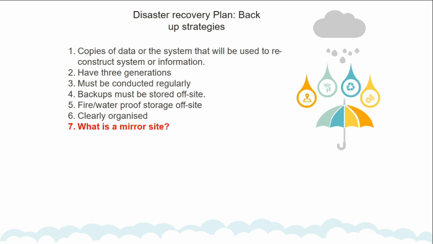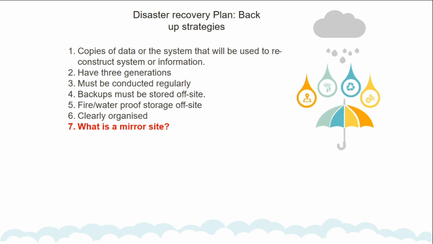Why do we need 3 generations of backups? Because if there is an error that happened on day 2, that error will be carried forward to day 3 and 4 and so on. But if we have 3 generations, we're able to spot where the error has taken place, and we're able to go back to a backup before the error had taken place. So that's why we need 3 generations at all times, or 3 different backups at different times. We need to conduct backups regularly, and for your purposes, you should know that backups should be done every day.